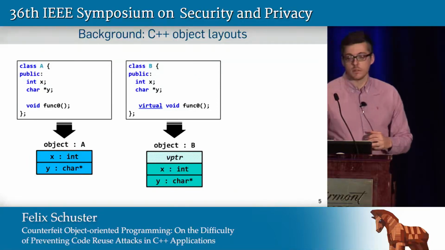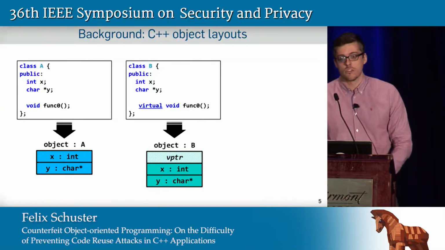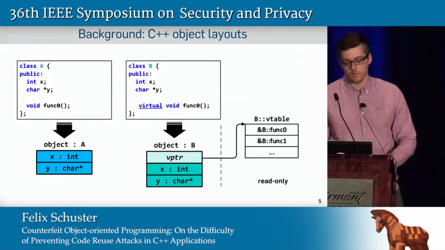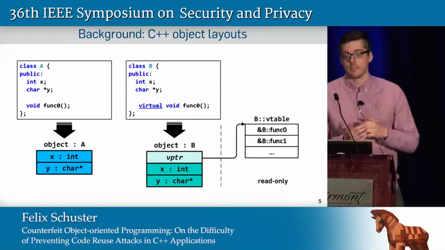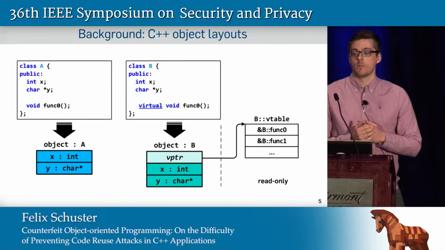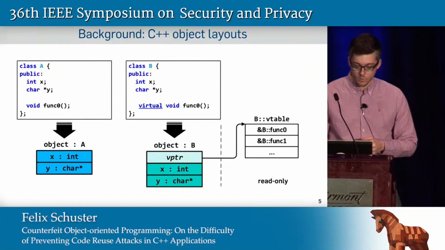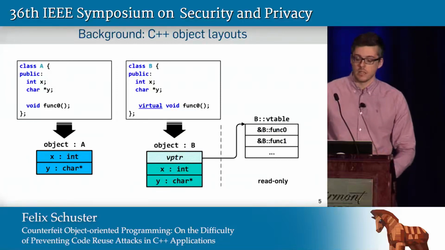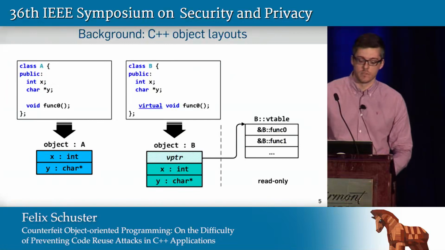So whenever we have a virtual function in the class, objects of that class get a hidden field called the vptr. And the vptr points to a table of pointers to virtual functions, and this vtable contains pointers to all virtual functions of that class. So whenever a virtual function is to be invoked at runtime, the address of this virtual function is looked up dynamically from this table.